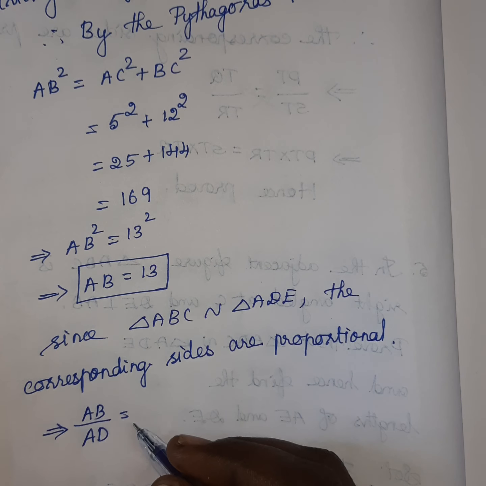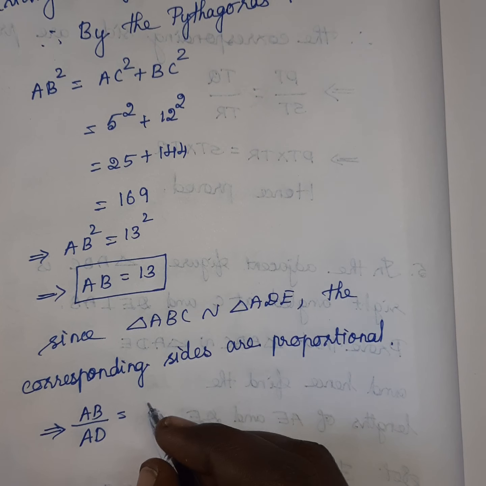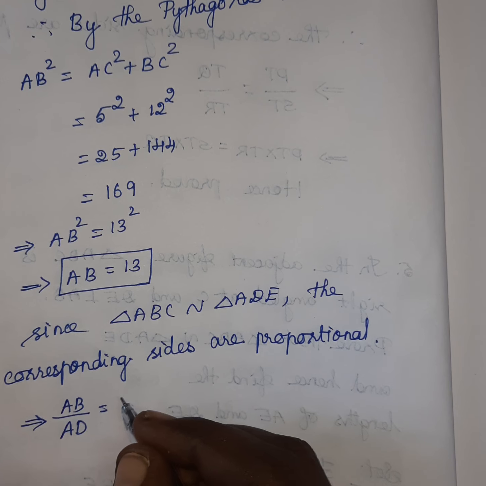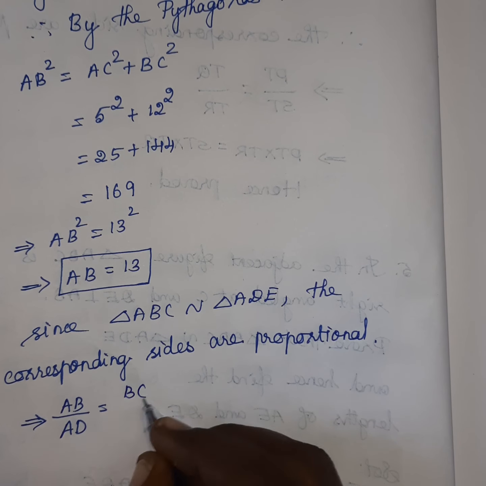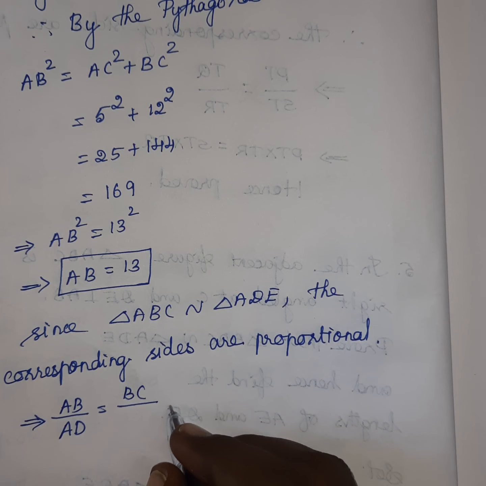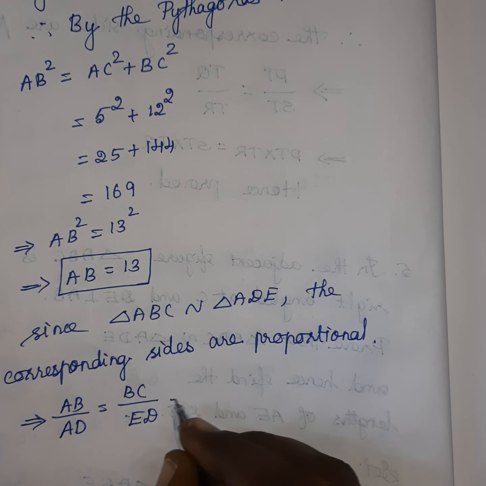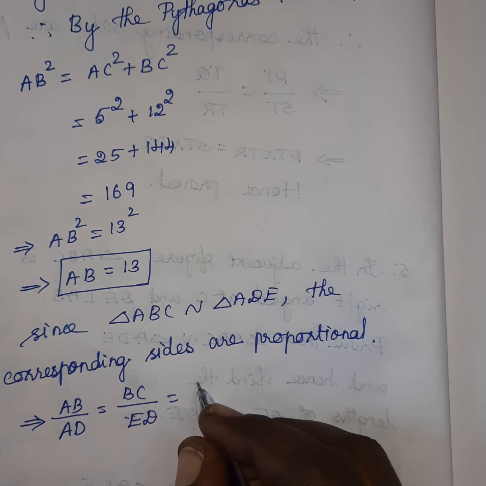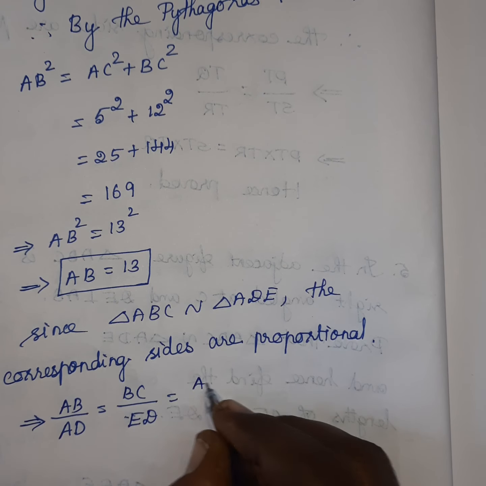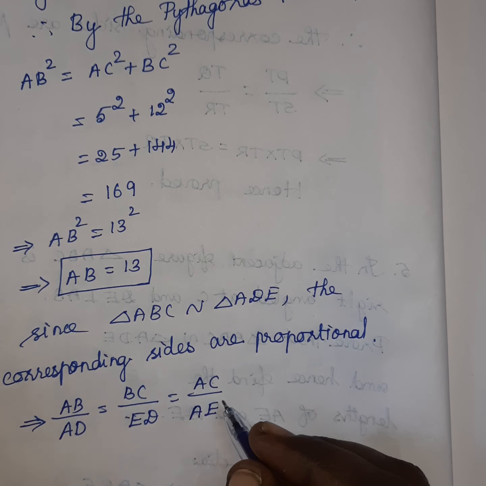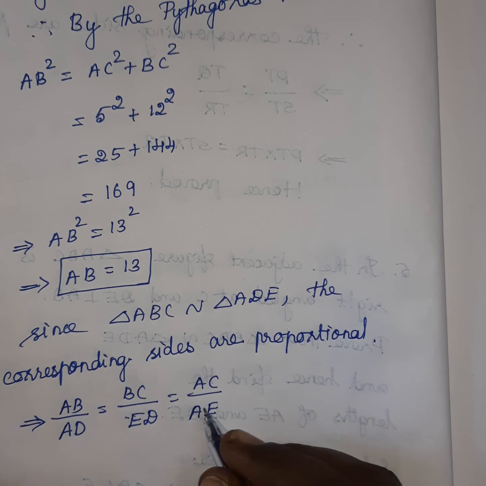Understood? Next ratio we can write without the common vertex. Common vertex is A. So without this A, the remaining two vertices you can consider for the side. In the big triangle it is BC divided by ED. Then with the common vertex, the third side AC divided by AD. Not AD, it is AE. AD is the hypotenuse we considered already. So we got the ratio like this.